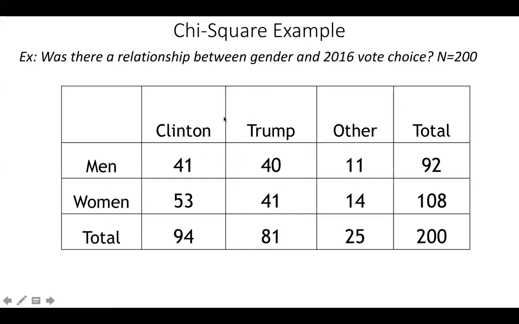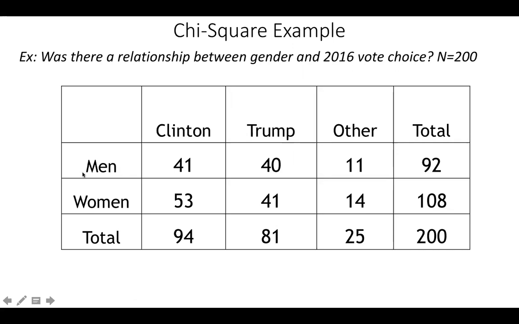So imagine a researcher wants to know if there was a relationship between gender and vote choice in the 2016 presidential election. And the researcher is figuring this out using data with 200 observations. And for our purposes here, this is some fake data. I've changed around the numbers just to have things nice and round and evened out. So let's talk us through what this data look like in this cross-tabulation table.